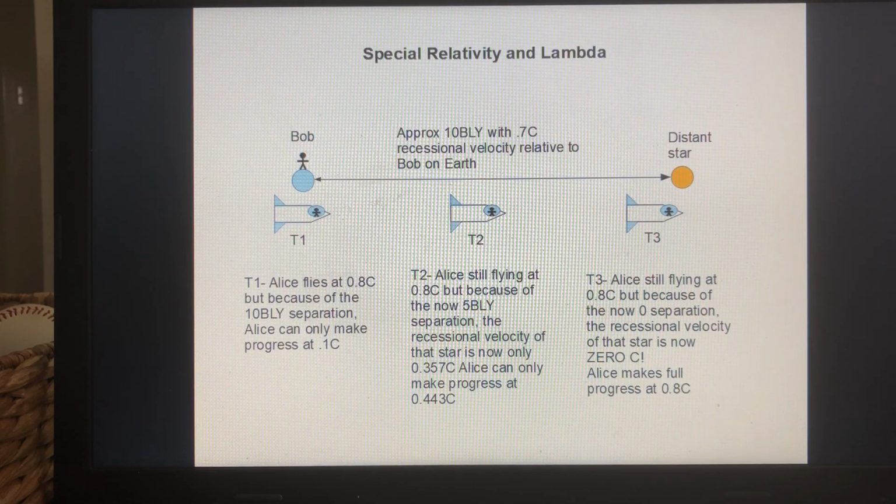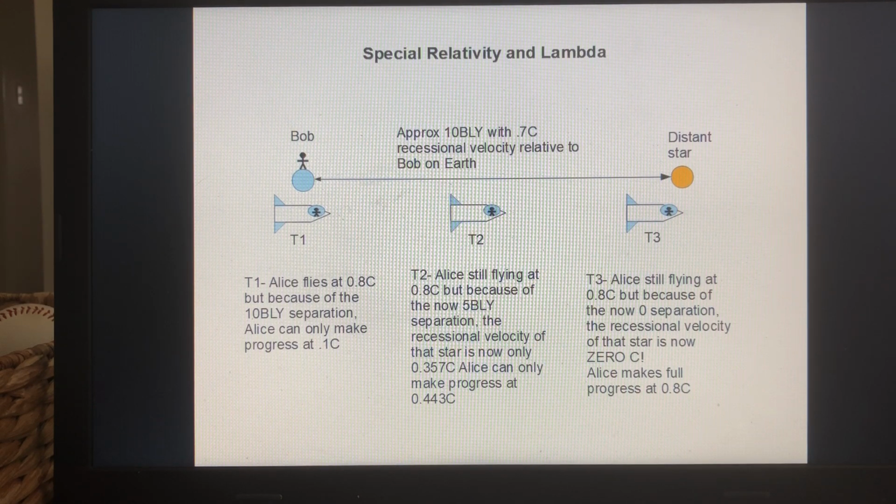So Alice at T1 flies 0.8 c. But because of the separation of 10 billion light years, Alice can only make progress at 0.1 c. But let's say at time 2, Alice is still flying at 0.8 c, but now the separation is only 5 billion light years between the distant star and Alice. So now Alice makes progress at 0.443 c because the recessional velocity of that star at 5 billion light years is 0.35.